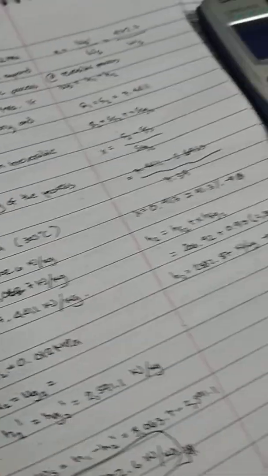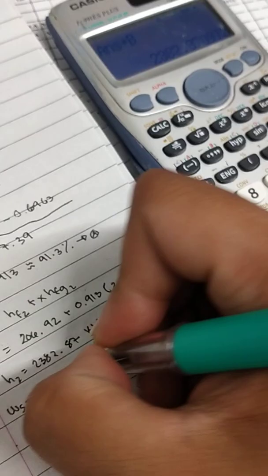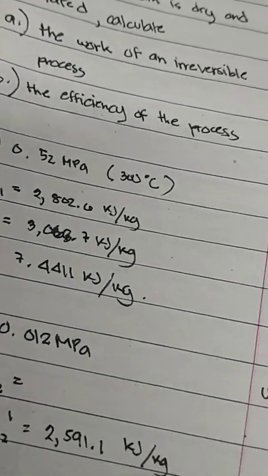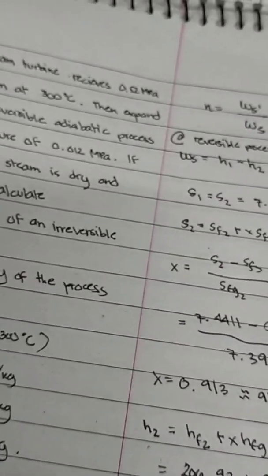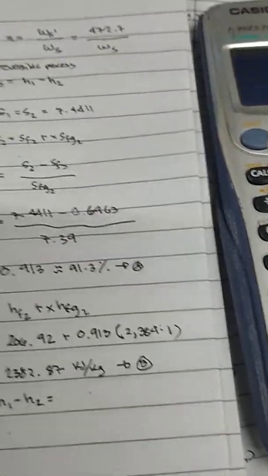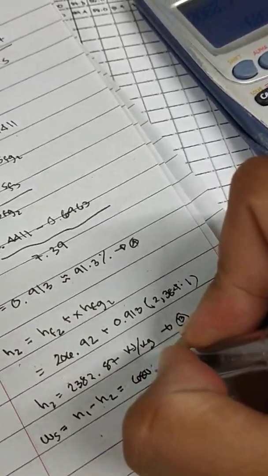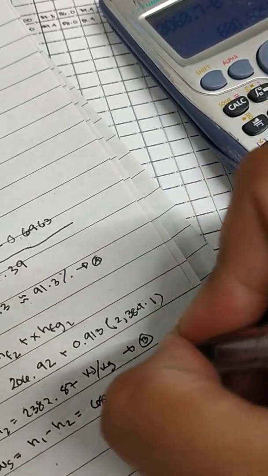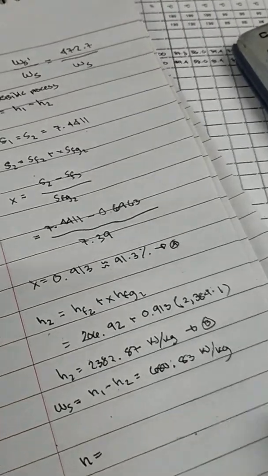So we can now solve for work steady flow. Work steady flow is H1 minus H2, and H1 is 3063.7 minus alpha B. So the work steady flow, or the ideal work, is 680.83 kilojoules per kilogram. So you can now solve for the efficiency of the process.